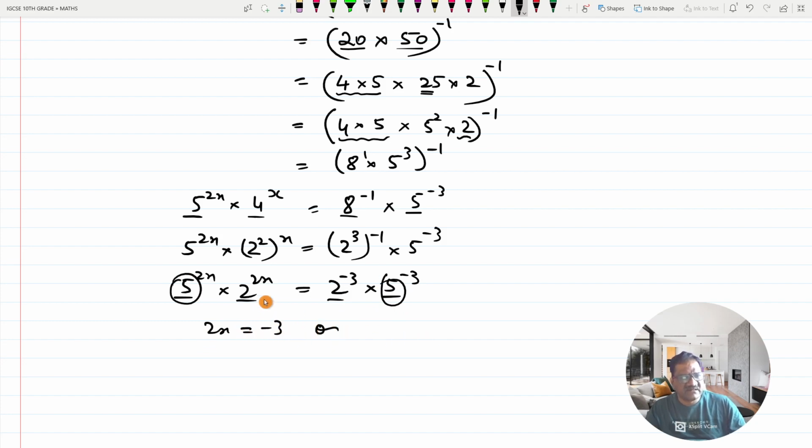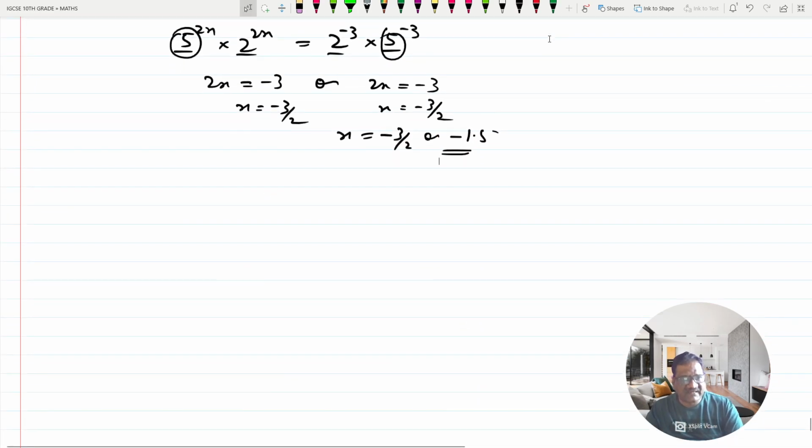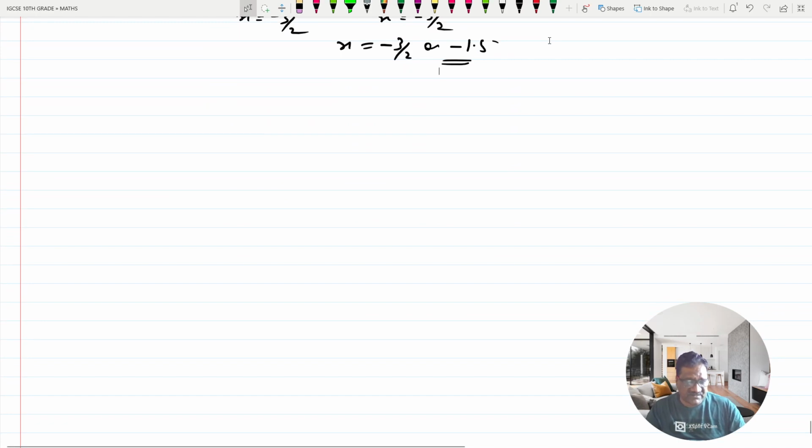And if I compare this 2, I can write 2x equal to minus 3 again. So in both the cases, x equal to minus 3 by 2. Here also I am getting x equal to minus 3 by 2. So my answer for x is minus 3 by 2 or minus 1.5. So that's the answer for sub question C. And with that, we have completed question number 6. Let us move on to question number 7.